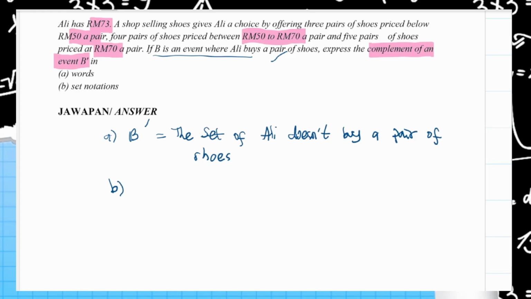Okay, sekarang ni B adalah event dia beli kasut. Okay, so B prime adalah event dia tak beli kasut. Okay, ada ke tak ada? Ada ke tak ada? So B prime tak ada kan? So B prime maksudnya empty set lah. Okay, empty set. Right. Okay, simple.